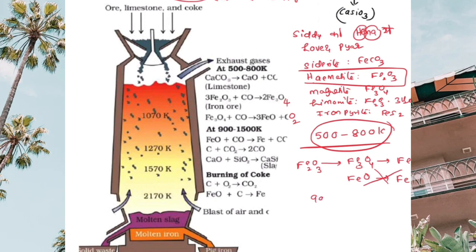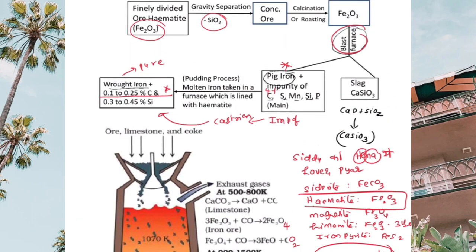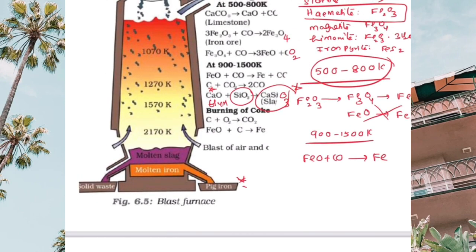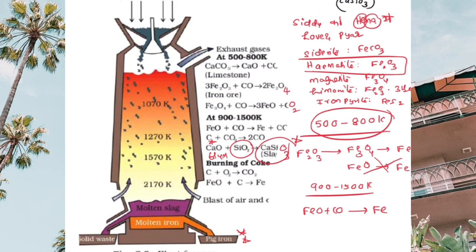Now at 900 to 1500 Kelvin, FeO with the help of the reducing agent CO gives iron. And we already discussed that the impurity silica is removed with the flux CaO in the form of calcium silicate. So the iron we are getting in the blast furnace is pig iron. Important.